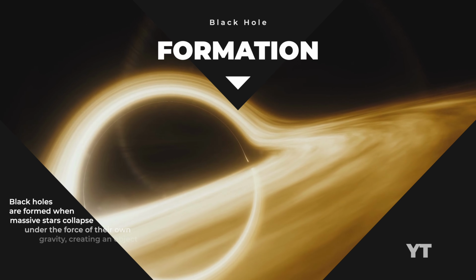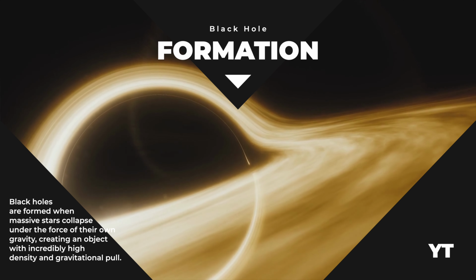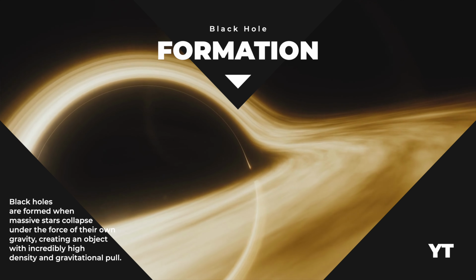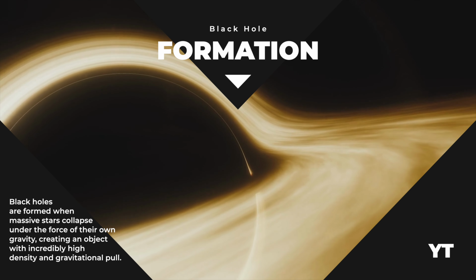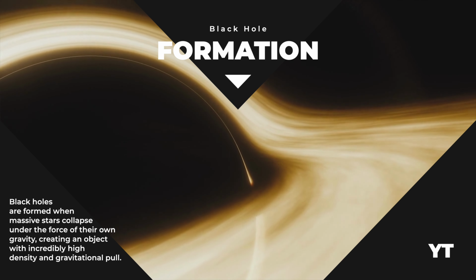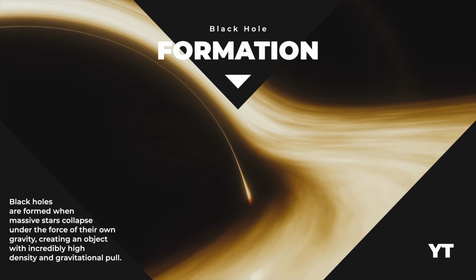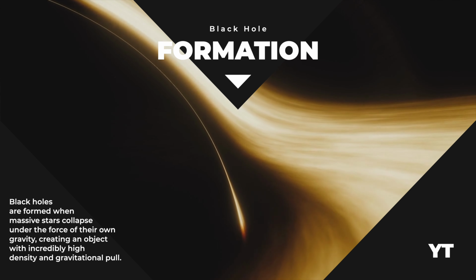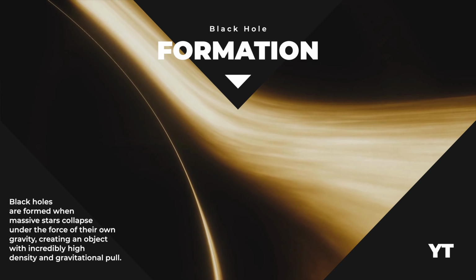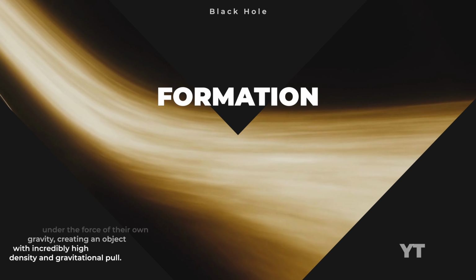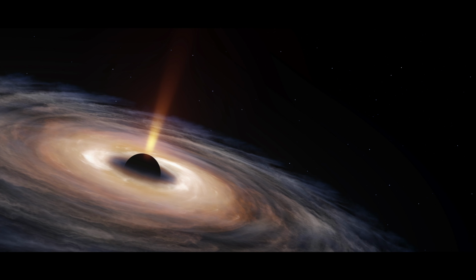Black holes are formed when massive stars collapse under the force of their own gravity, creating an object with incredibly high density and gravitational pull. The gravity of a black hole is so strong that even light cannot escape it, making it invisible to the naked eye. Black holes form from the remnants of large stars that have undergone a specific sequence of events. Here's the general process. Star's life cycle.